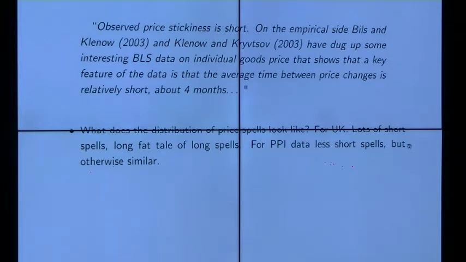So that's it. That was one conclusion I got. As we'll see, this conclusion isn't correct for a variety of reasons. And indeed, Patrick Kehoe has changed his opinion on this matter. But what does the distribution of price spells look like?